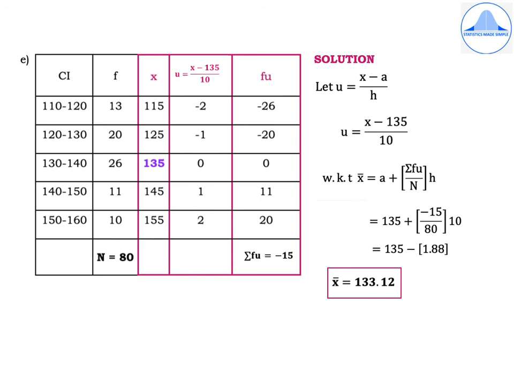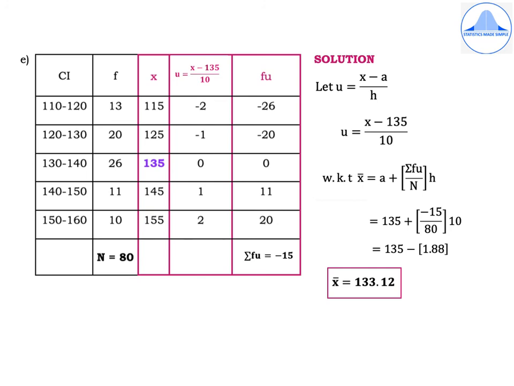Division E, there are two columns given, the class intervals and the frequencies. The class intervals are 110 to 120, 120 to 130, 130 to 140, 140 to 150, and 150 to 160. The frequencies are 13, 20, 26, 11, and 10. So the given data is continuous data and capital N is equal to 80.